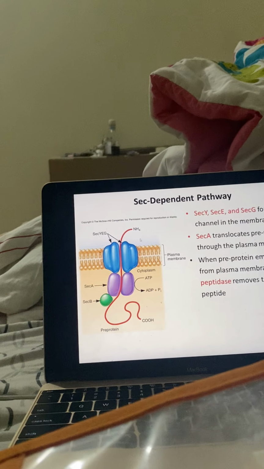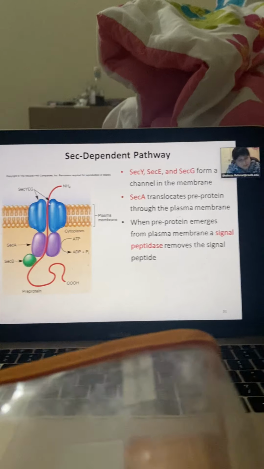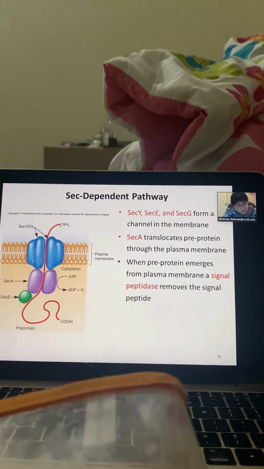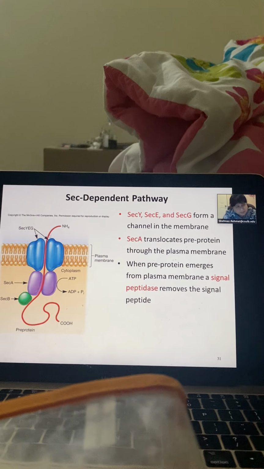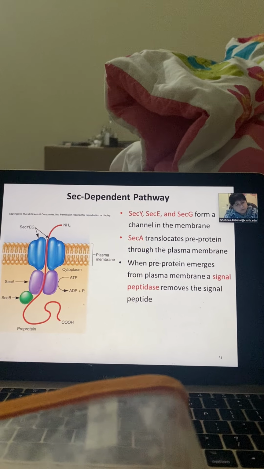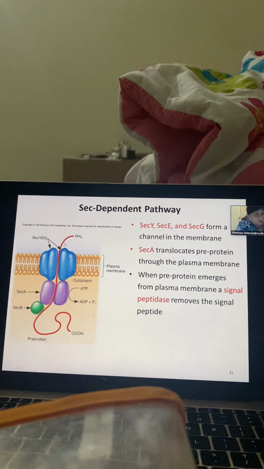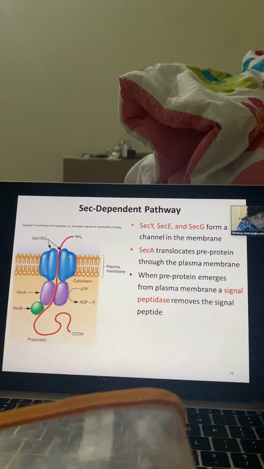What will happen? There is an enzyme called signal peptidase that will remove the signal peptide. So the signal peptide, or the leader peptide that was there, that was keeping it unfolded, is now cleaved off once it is released, when it comes out from the membrane.